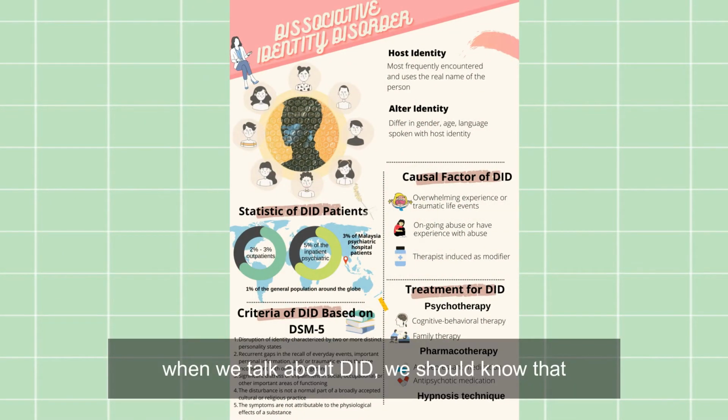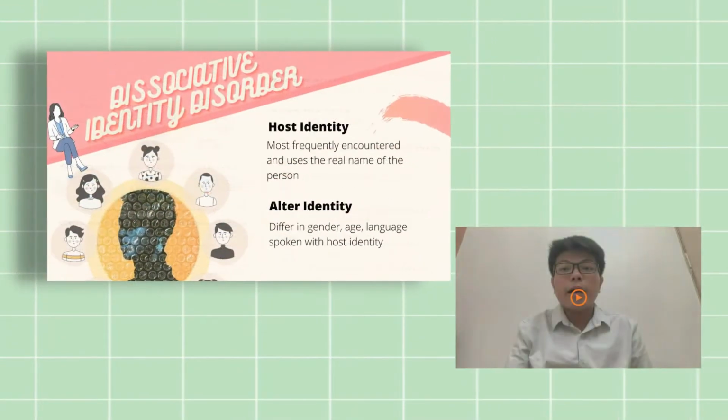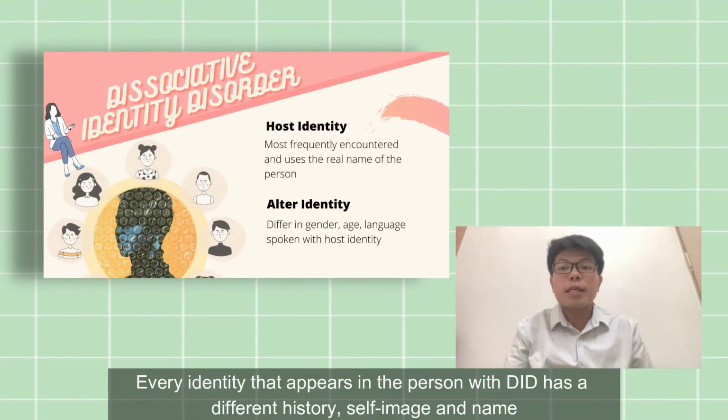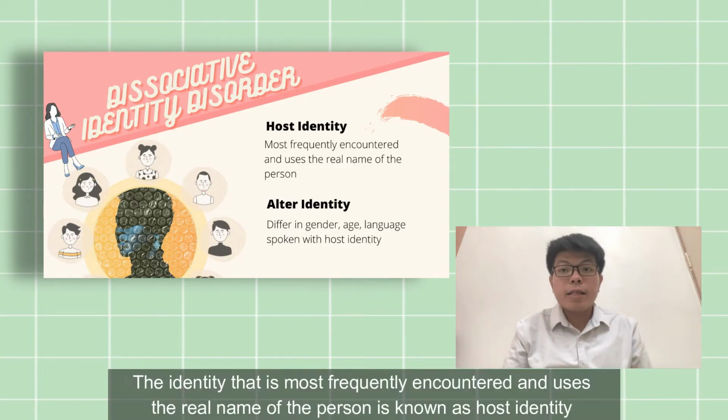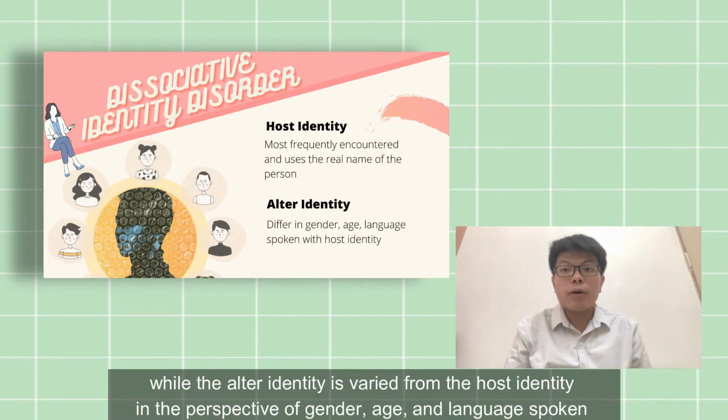When we talk about DID, we should know that every identity that appears in a person with DID has a different history, self-image, and name. The identity that is most frequently encountered and uses the real name of the person is known as the host identity, while the other identities vary from the host identity in terms of gender, age, and language spoken.